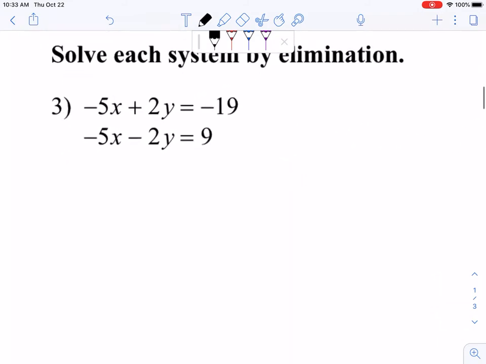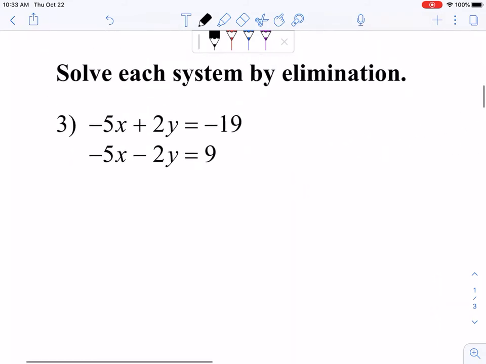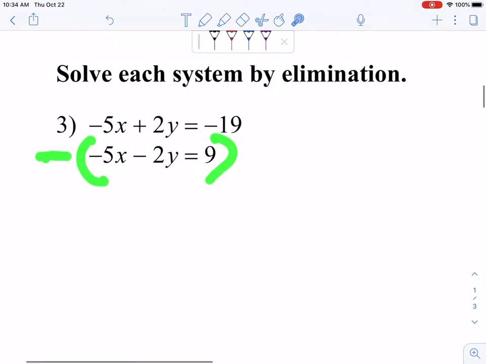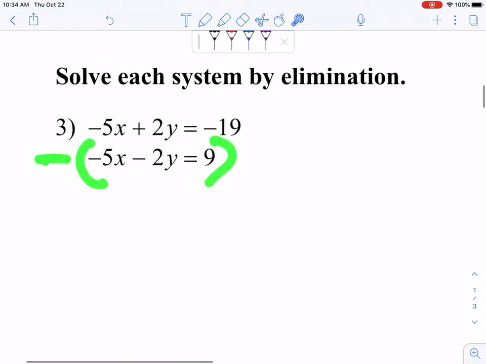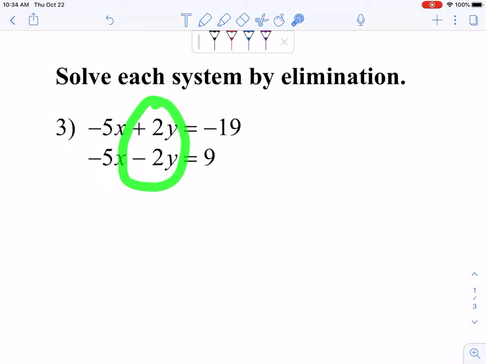For number 3, we're going to solve using substitution. I'm looking for exact opposites. I can change my equation if I need to. My x's, in order to get exact opposites, I would have to multiply my entire bottom equation by a negative 1 to switch all the signs to get rid of my x's. However, my y's are already exact opposites. So when I'm looking at my y's, I don't need to change anything.